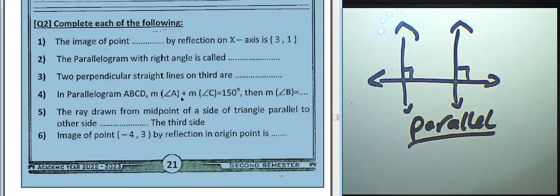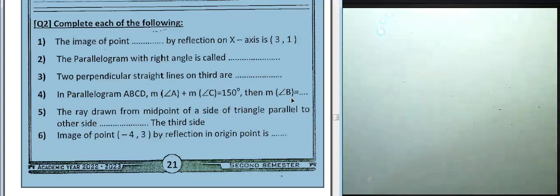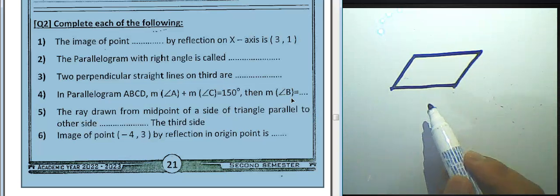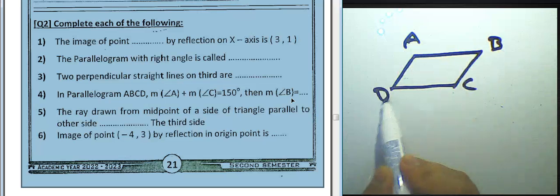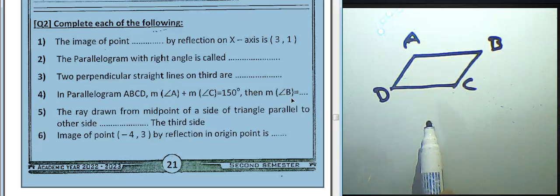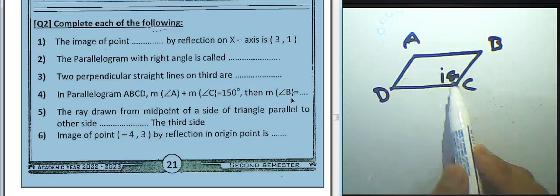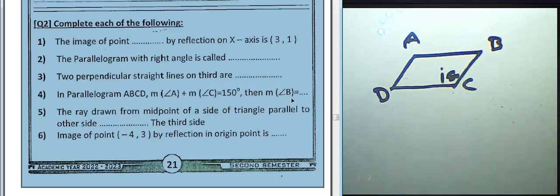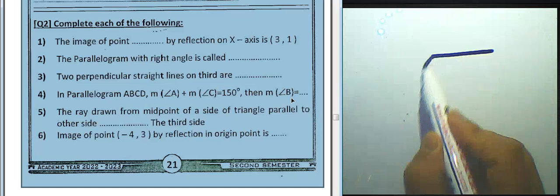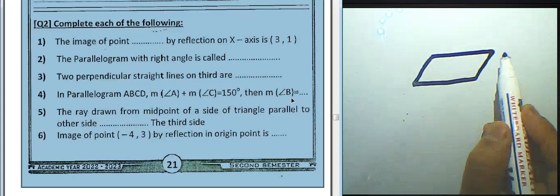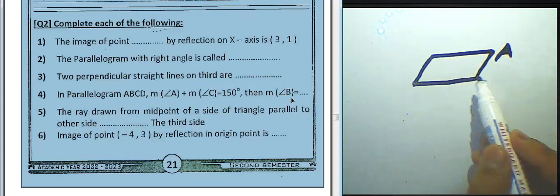Okay. Question 3. In parallelogram ABCD, measure A plus measure C equals 150. Then measure B equals what degrees? We know the properties of a parallelogram. We have parallelogram A, B, C, D. So angle A and angle C are acute, because 150 divided by 2 equals 75.